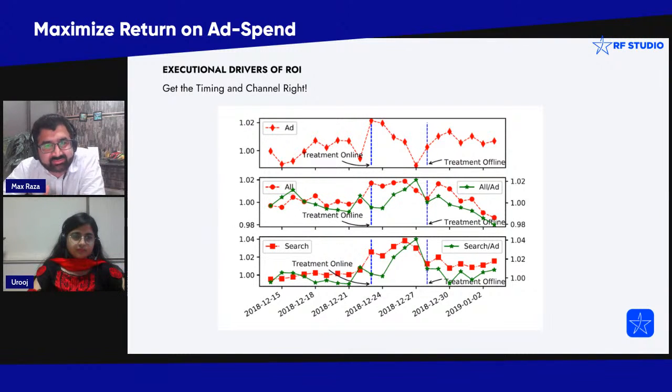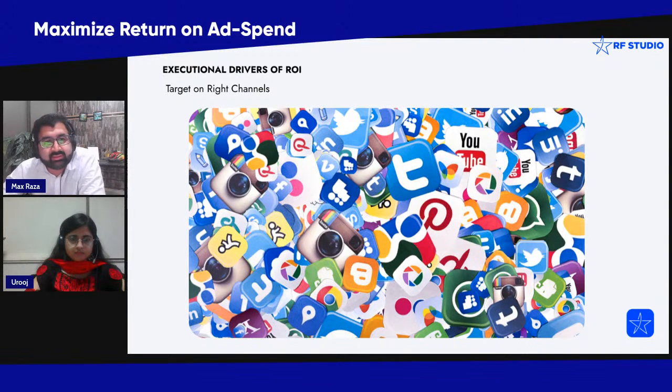This is another excerpt from a research paper which talks about different adjustments which were done online to maximize results. Timing mattered a lot in this case, and it drove a lot of potential in the ROI. If you target ads at the wrong timings, it might not give us the right results. So targeting on the right channels involves a lot of experimentation.